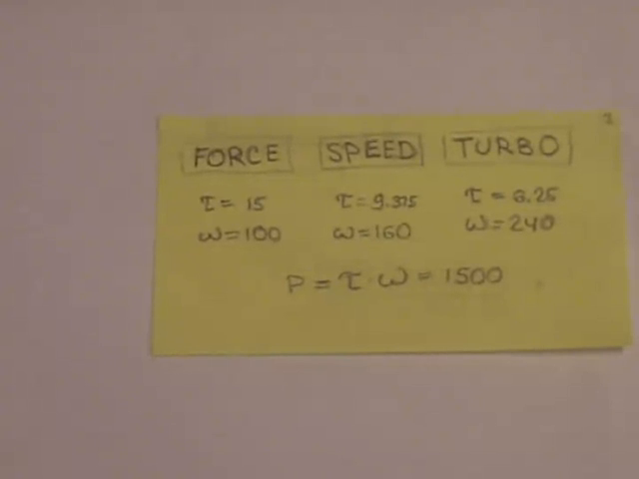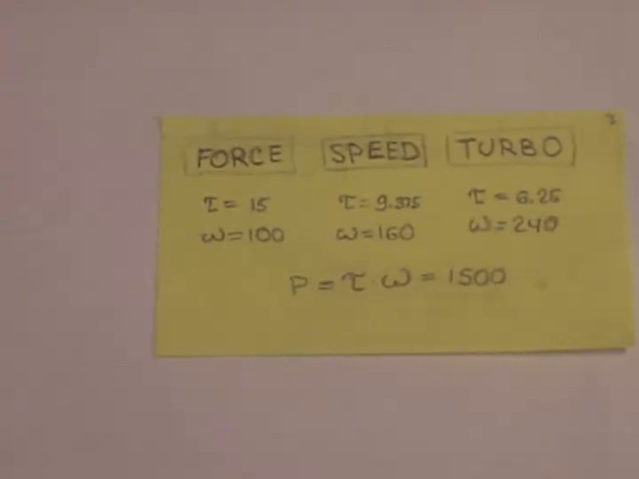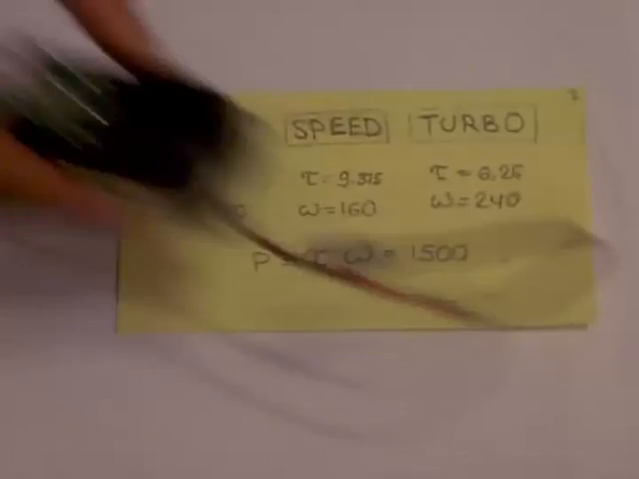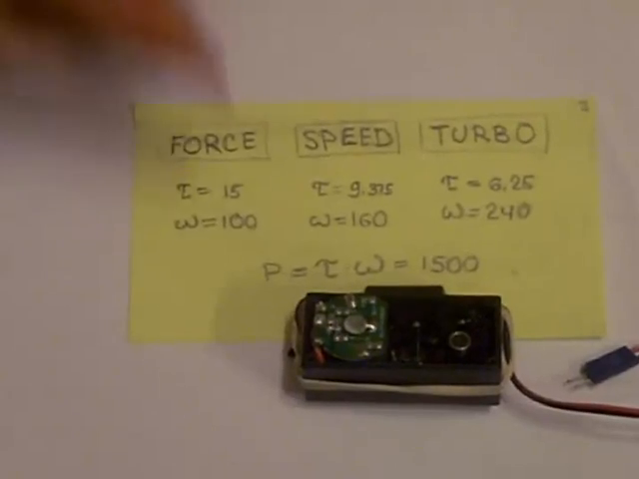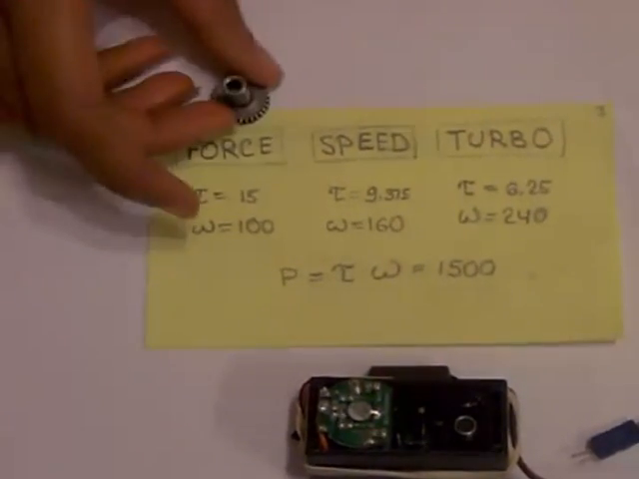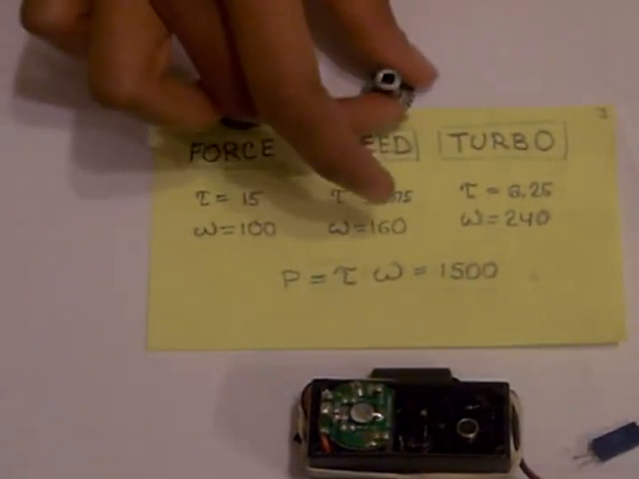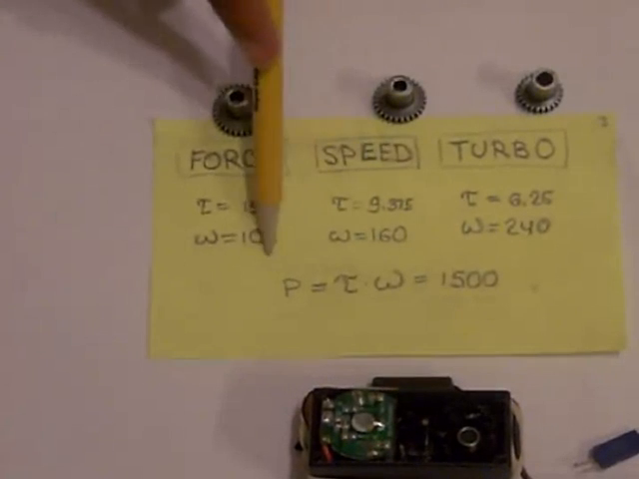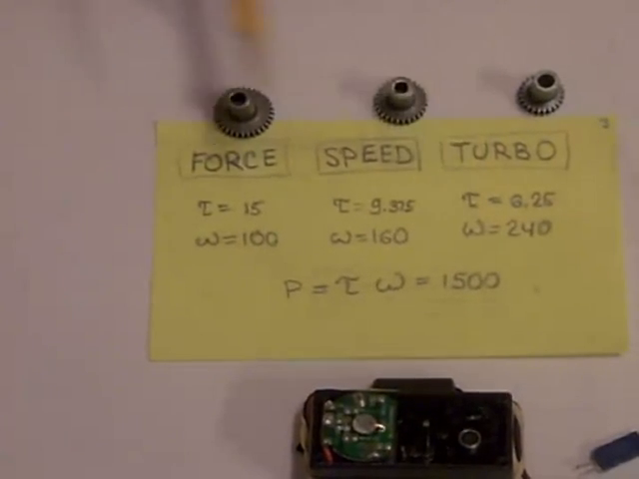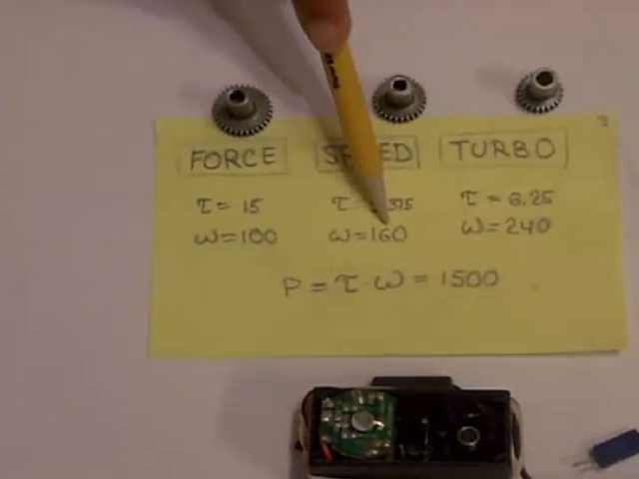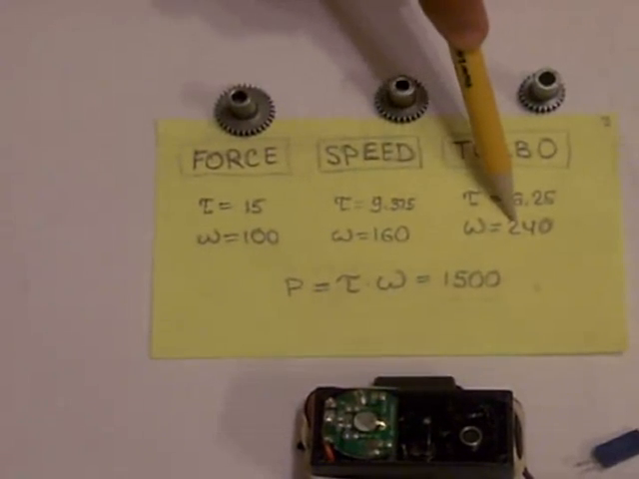Some people may wonder, which motor is the most powerful? Is it force, speed, or turbo? The answer is none of the above. All the electrical parts are the same. The only difference is the output gears: force, speed, and turbo. They all have the same power, which equals 1500. Only force has 100 RPMs, speed 160, and turbo 240.